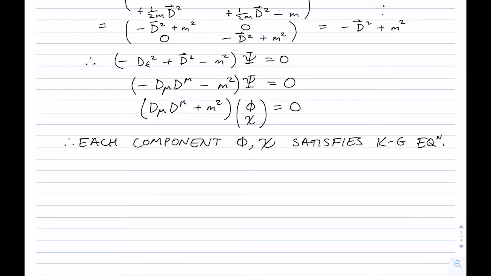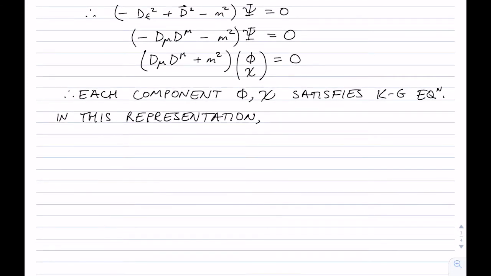So we've got a representation now of the solution as a two-component vector. What does the density look like in this particular case? In this representation, the density rho is equal to phi cross tau 3 phi. Why do I say that?